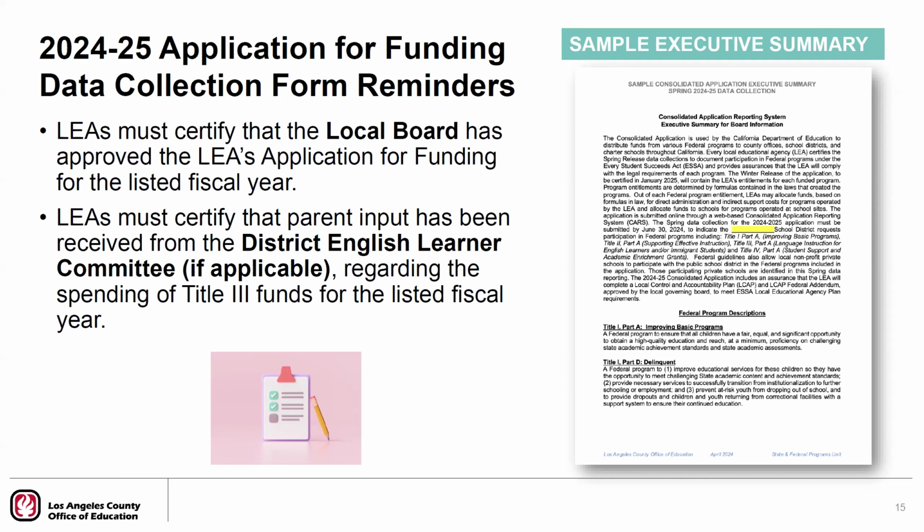And additionally, when completing this form, LEAs will need to certify that parent input has been received from the District English Learner Committee regarding the spending of Title III funds for that specific year. And so for your reference, we've included a sample board item executive summary with today's materials. And so feel free to adapt this sample to meet your LEA's needs for board approval of the application for funding.